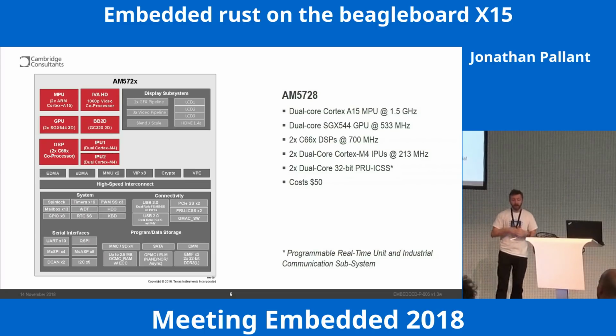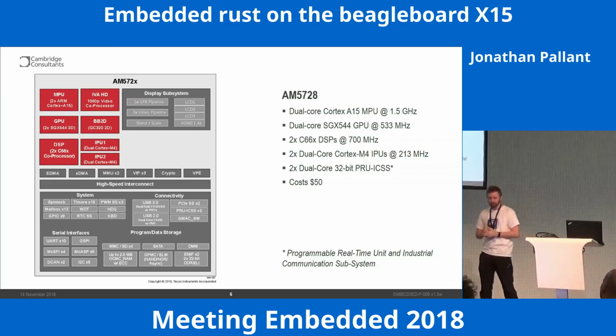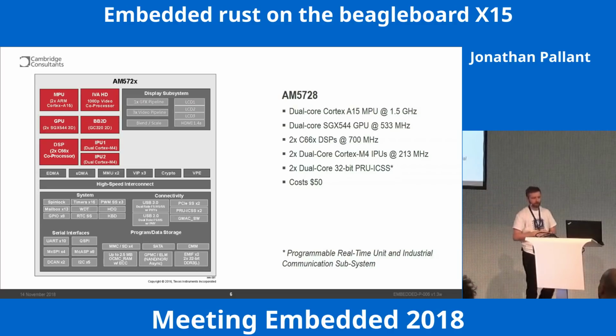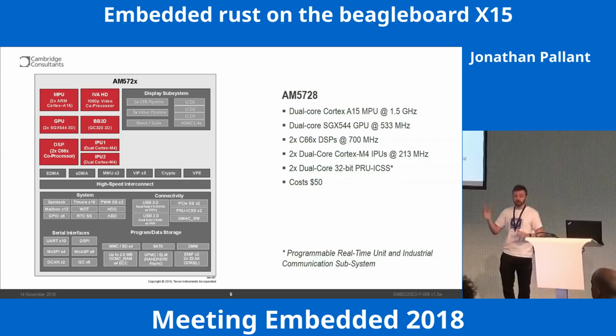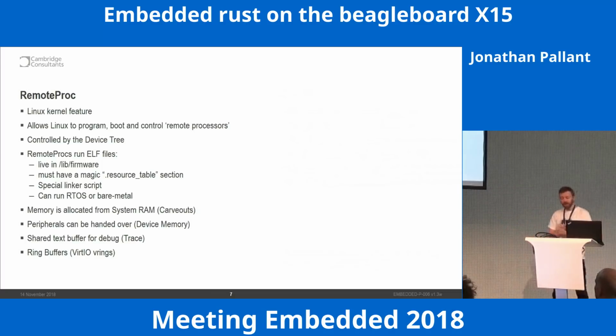And if that's not enough, TI also throw in two, and I said they were good at naming, PRUICSS units as well. That is the Programmable Real-Time Unit and Industrial Communication Subsystem. Snappy. But they're like even smaller than a Cortex-M. They're like really simple microcontrollers. You get a couple of those as well. The chip itself is about $50, which I don't think is too bad considering, you know, what you get.